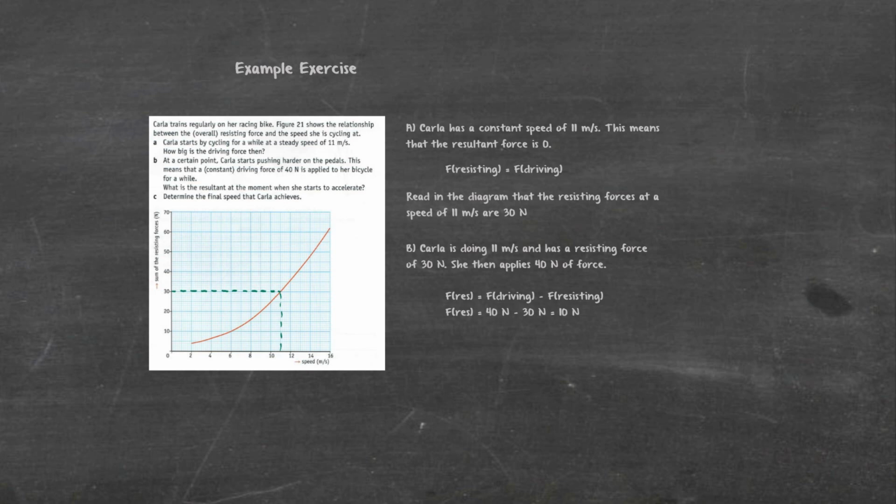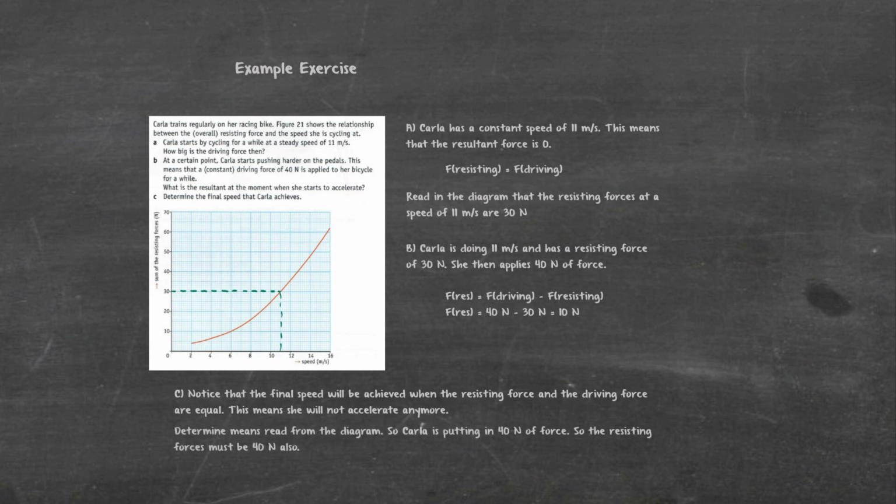This means that the resisting force needs to be equal to the driving force, as F resultant is F driving minus F resisting. The question asks us to determine this, which means we are allowed to read it in the diagram. So, at what force would there be no acceleration? Correctly, this would be when the resisting force is equal to the driving force of 40 newtons. Looking in the diagram, we can see that at the resisting force of 40 newtons, the speed would be 12.8 meters a second, as shown by the orange dotted line.